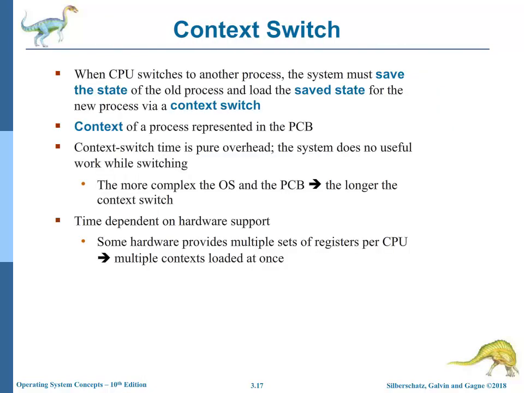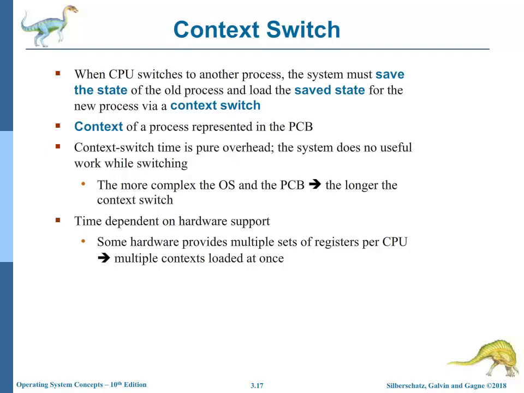When a context switch occurs, the kernel saves the context of the old process in its PCB and loads the saved context of the new process scheduled to run. Context switch time is pure overhead because the system does no useful work while switching.